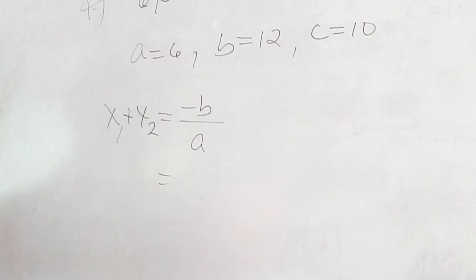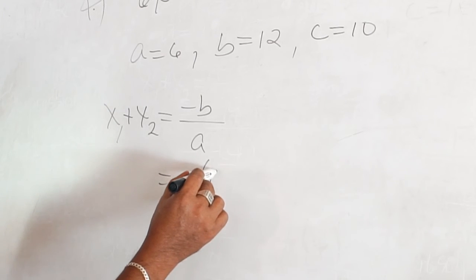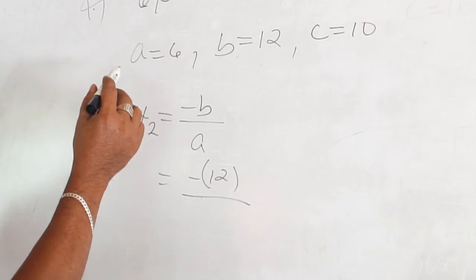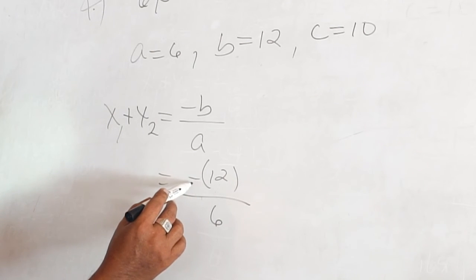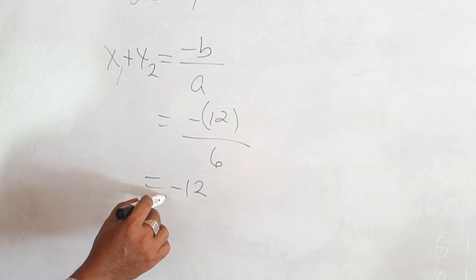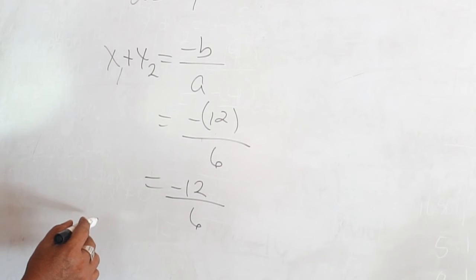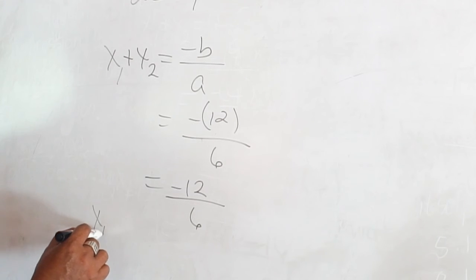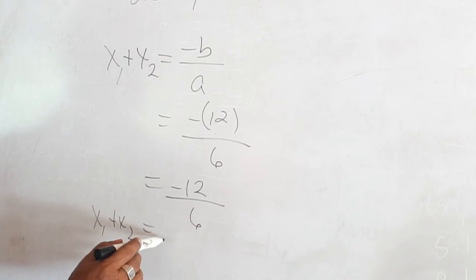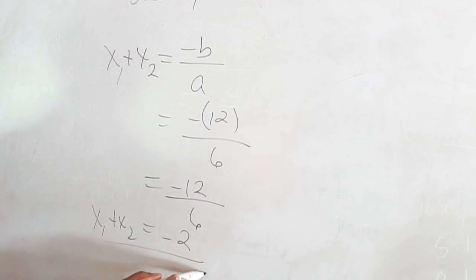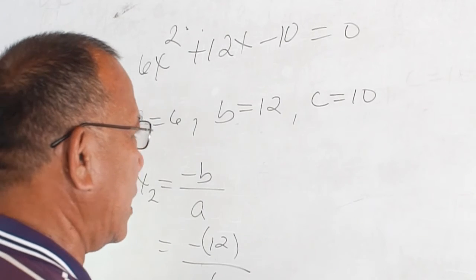The value of b is positive 12 and the value of a is 6. Positive 12 multiplied by negative gives negative 12, over 6. Then this time you have to divide. So therefore the sum is equal to negative 12 divided by 6, so we have negative 2. So this is the sum of 6x squared plus 12x minus 10 equals 0.